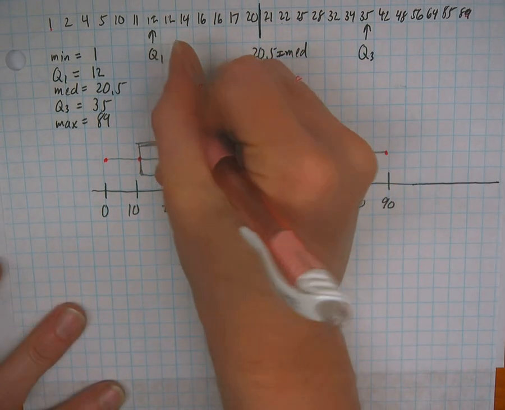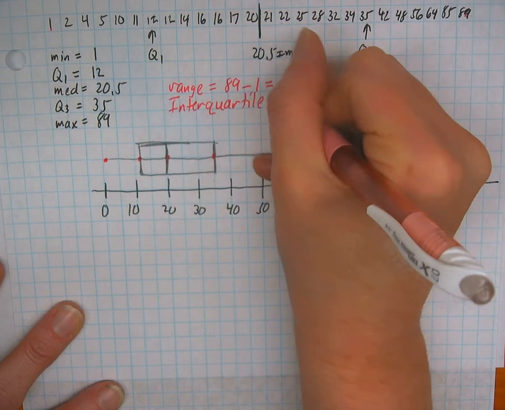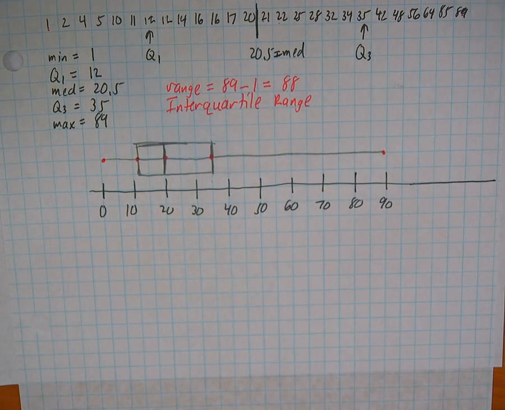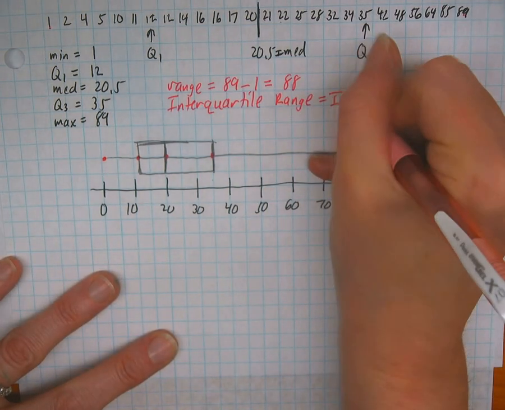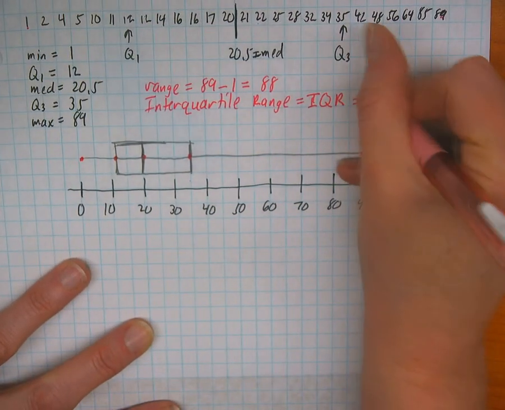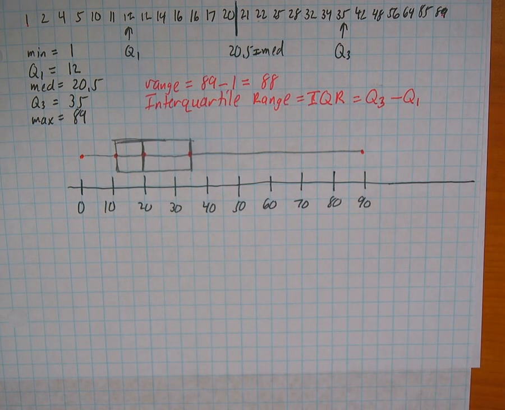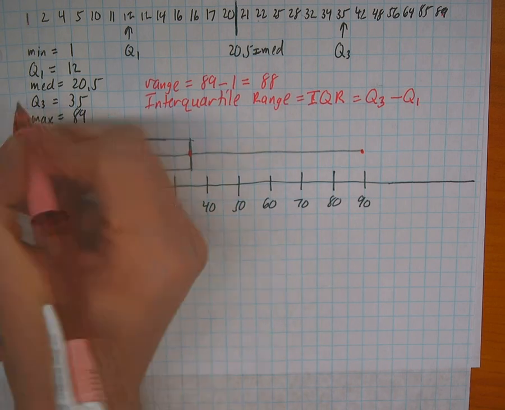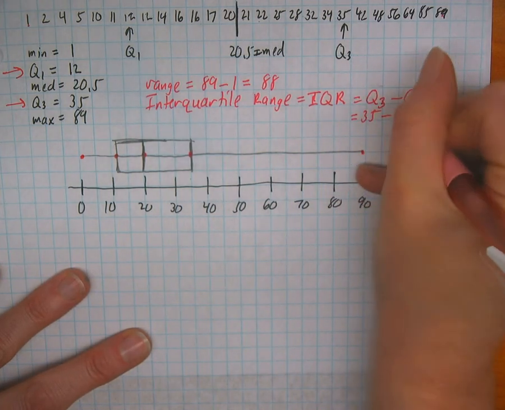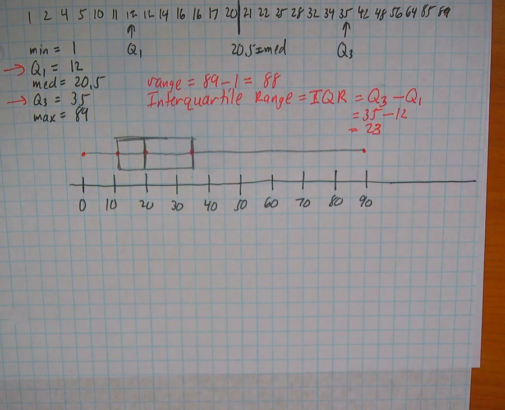There's also something called the interquartile range. That's how you say that, interquartile range. This is IQR for short. And the way to find that number is to do quartile 3 minus quartile 1. So instead of doing max minus min, we do quartile 3 minus quartile 1. So 35 minus 12. So that will be 23. So our interquartile range is 23.